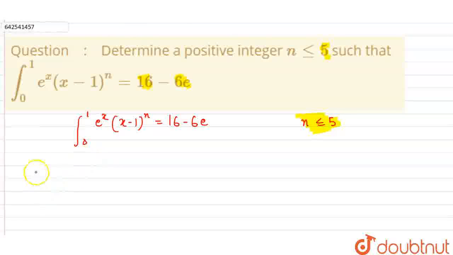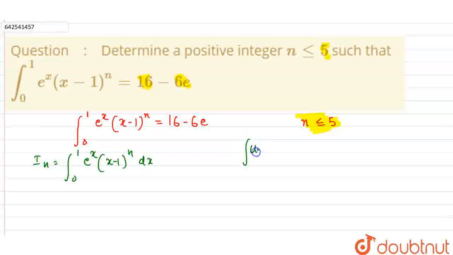So now In is equal to the integration from 0 to 1 of e to the power x into (x minus 1) to the power n dx, which is our integral. Now we are going to use the integration by parts method. The standard form is the integral of u v dx, which is equal to u as it is times the integral of v dx, minus the integration of the derivative of u, that is d by dx of u, into the integral of v dx.